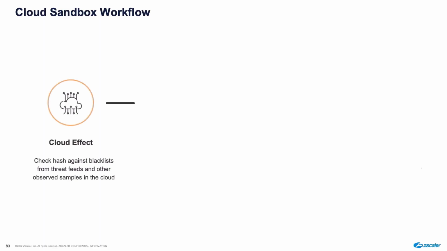We are looking at the cloud sandbox workflow. There are 4 distinct stages in this workflow. The first is the cloud effect. We check the hash of the file. Every file has an MD5 hash.